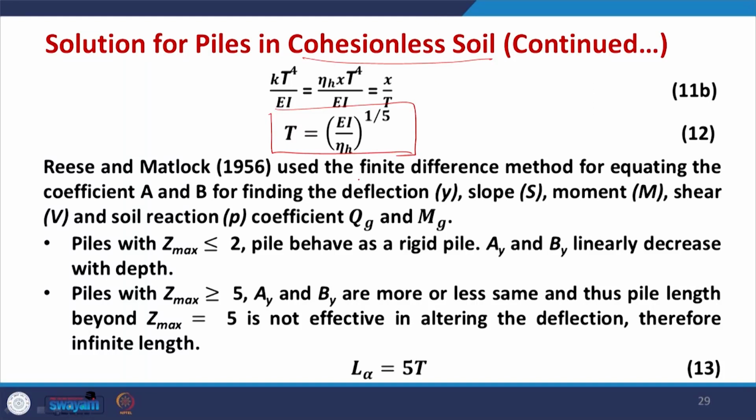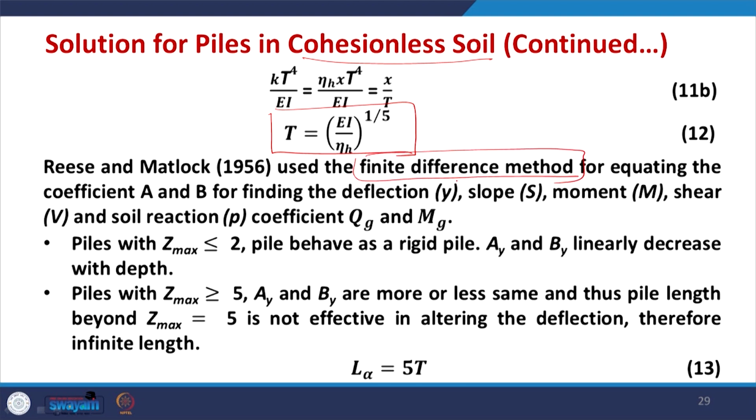So, Reese and Matlock in 1956 used the finite difference method for evaluating the coefficients A and B for finding the deflection y, slope s, moment m, shear v and soil reaction p, coefficients Qg and Mg. So, what is done here? Naturally, as we discuss, the rest of the things we are going to discuss are based on the finite difference method.